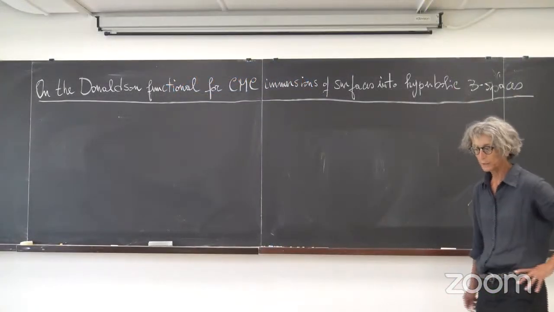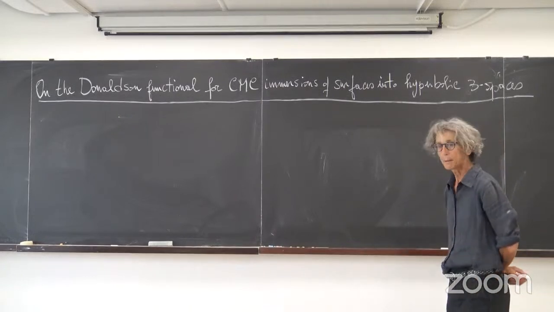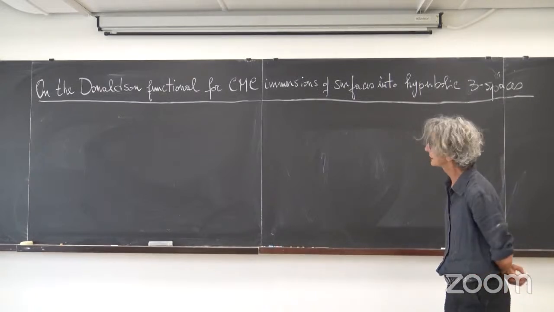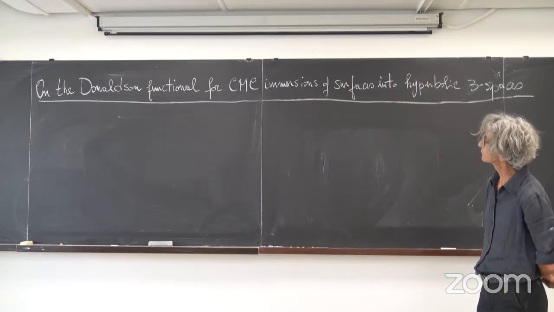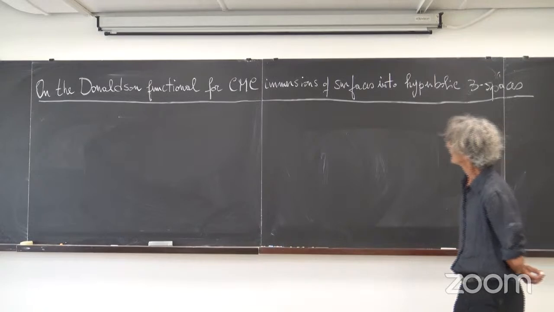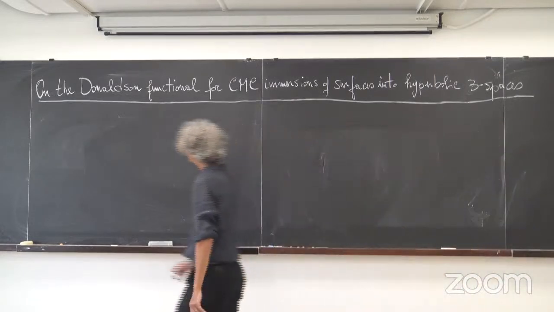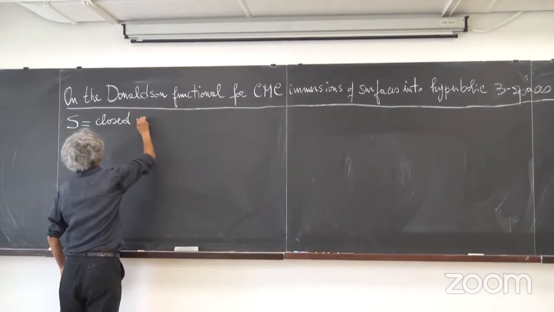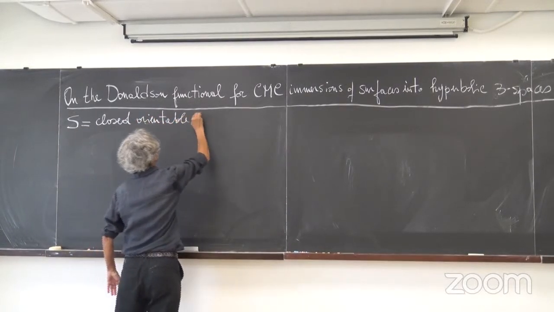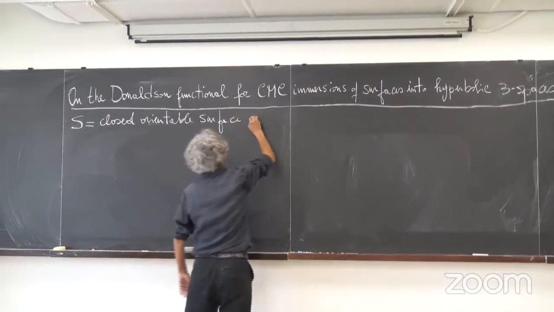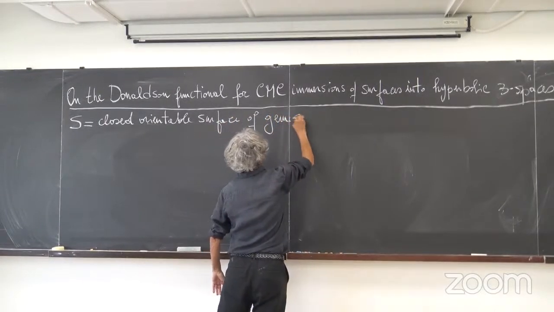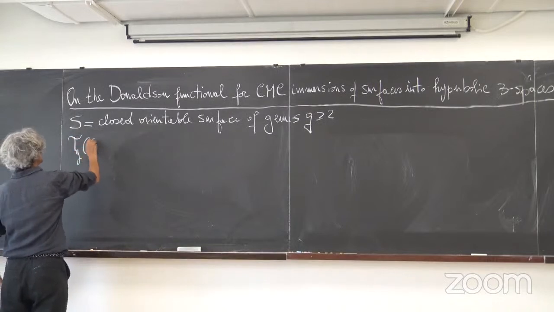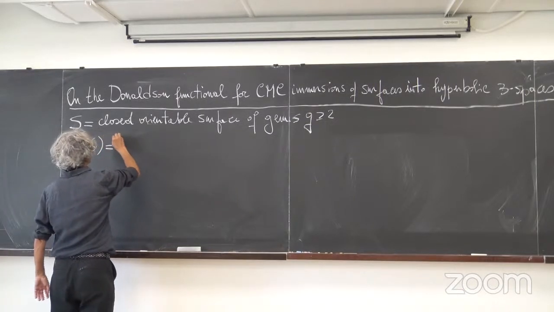Good morning. What I would like to discuss in these lectures is a parametrization for the moduli space of CMC immersions of surfaces into hyperbolic three spaces, namely three manifolds with sectional curvature minus one. For this talk, we shall let S be a closed orientable surface of genus g bigger than or equal to 2, and I will denote by T_g(S) the Teichmüller space relative to the surface S.